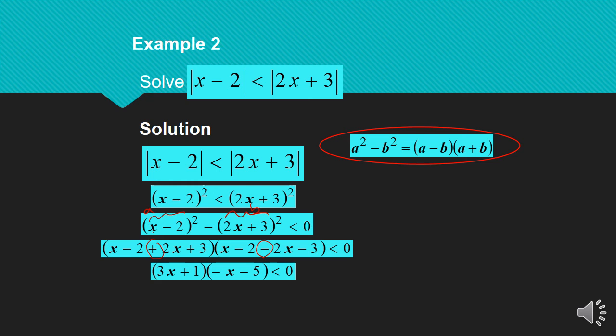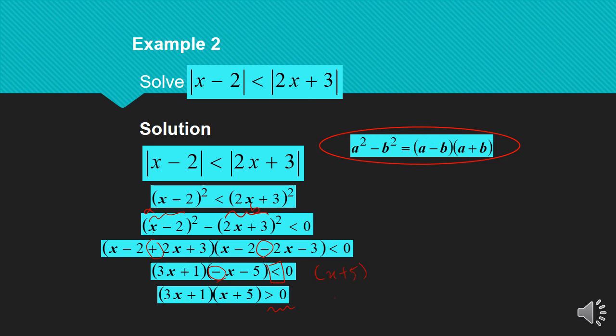And then the next step is, remember we have this negative sign. What we should do, we have to make sure the coefficient of x is always positive. So factorize, it will be x plus 5. So the change in the sign, don't forget, so it will be 3x plus 1 multiplied with x plus 5 more than 0.